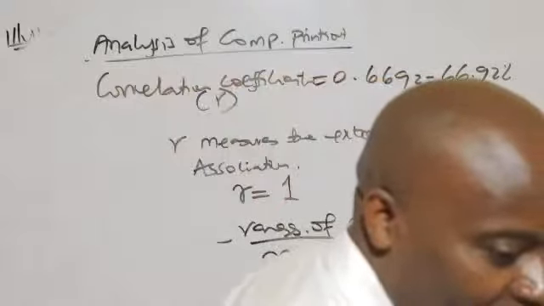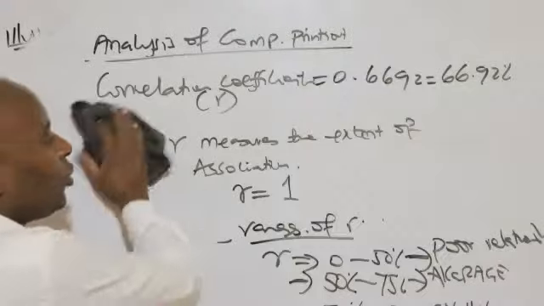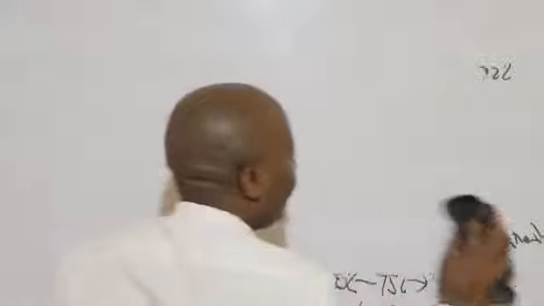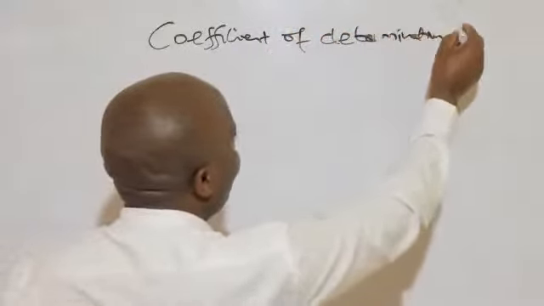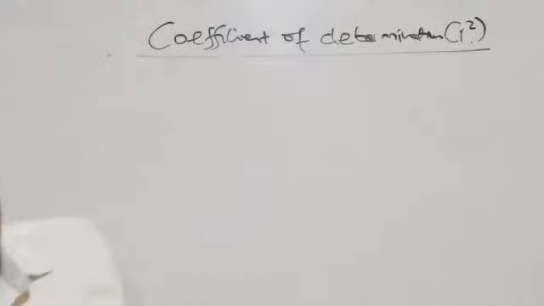Now, ladies and gentlemen, after correlation, straight away I'll go to the coefficient of determination. Coefficient of determination. So the coefficient of determination is R squared. Coefficient of determination is R what here? R squared.